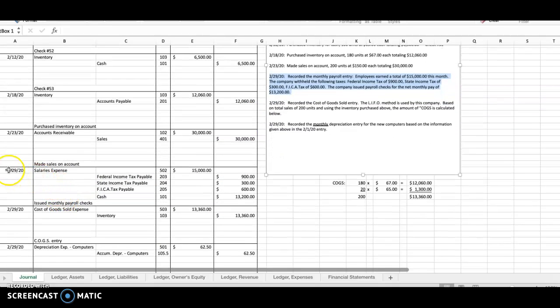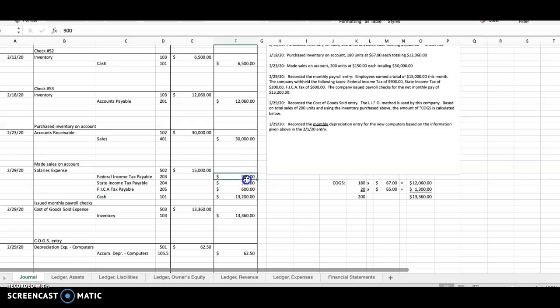Way down here, we see the entry. Salary expense is debited by the total amount that they earned. They earned $15,000, but they didn't get that much in take-home pay. We had to deduct federal income tax. We had to deduct state income tax and FICA tax. Remember, which is Social Security and Medicare.